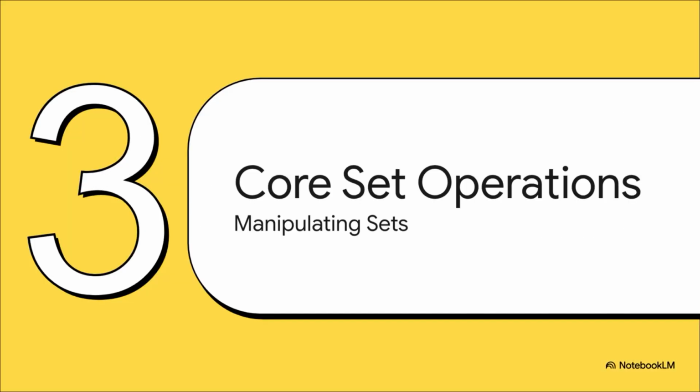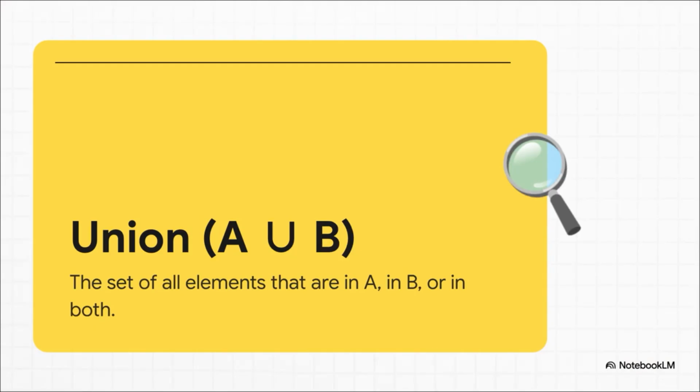Section 3. Core set operations. All right, now for the fun part, manipulating these sets. First up is the union, symbolized by this big U shape. The union of sets A and B includes all elements that are in A or in B or in both. When you think of a union, I want you to immediately picture a Venn diagram with 2 overlapping circles. The union is everything shaded in, both entire circles. You're basically just tossing everything into one giant bucket, just making sure you don't accidentally list any duplicates.